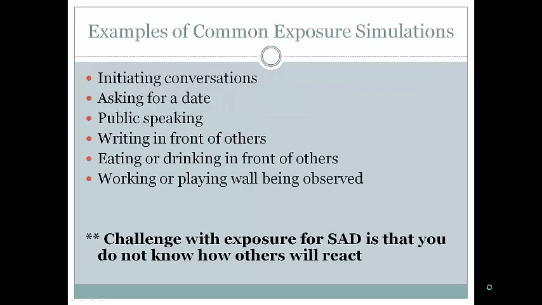Examples of common exposure situations that you might use in social phobia are initiating conversations, asking for a date, public speaking, writing in front of others, eating or drinking in front of others, and working or playing while being observed. The problem with these situations is that in many cases you can control the situation. However, when you have people doing these things, you can't know how other people are going to react.